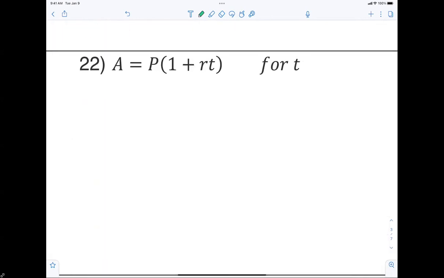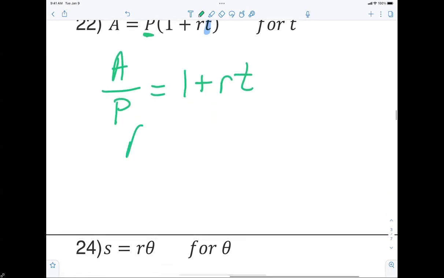Okay, everybody take a look at 22. This is a good one. I'm trying to get to T. So if I'm trying to get to T, I can eliminate the what? How do I eliminate the P? Divide it. So everybody say A divided by P equals 1 plus RT. Now, how do I get rid of the 1? Subtract. All right. A over P minus 1 equals RT.